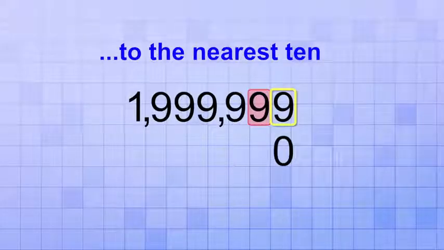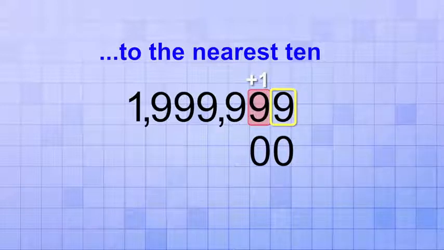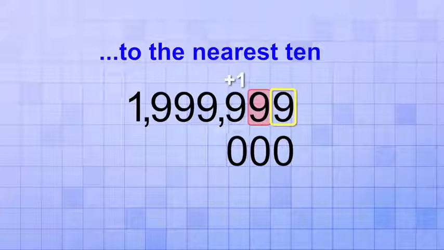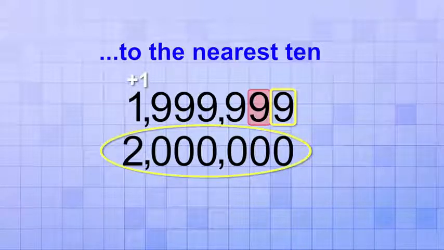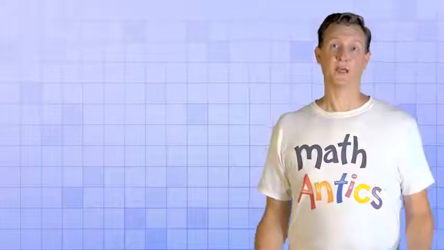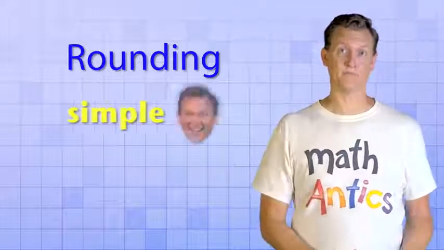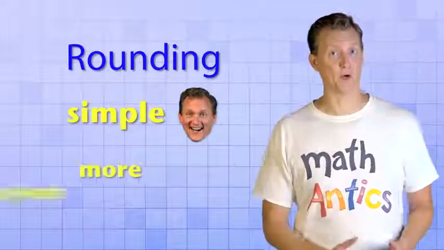The 9 in the ones place tells us that we need to round our target digit up by 1, but it's already a 9, so we need to 0 it and increase the next number place. But that's already a 9, so we need to 0 it and increase the next number place. But that's already a 9, and so the pattern continues until we end up with 2 million as our final rounded number. So sometimes rounding a number is pretty simple, and other times it's a little more involved.